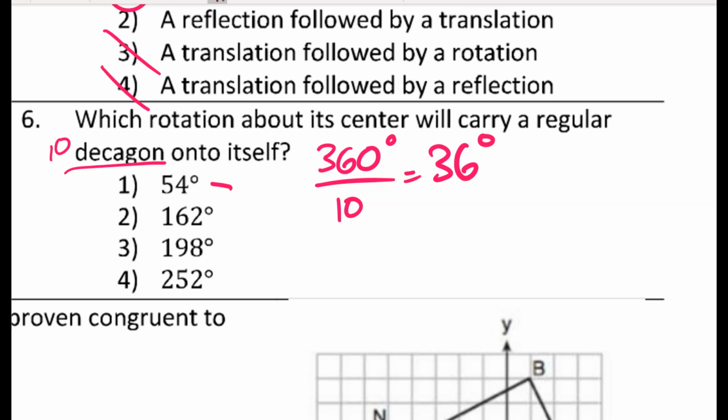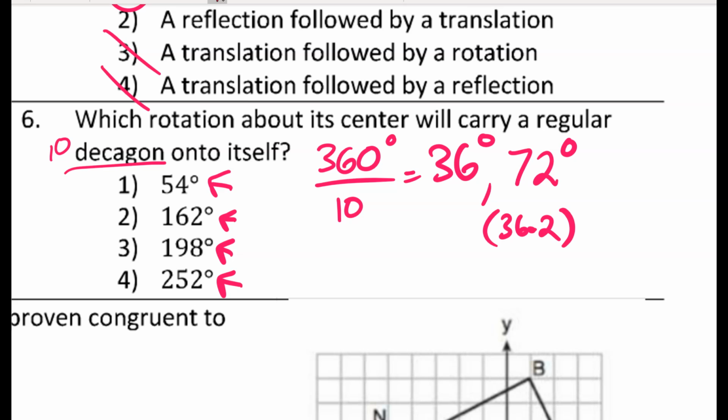So the idea is all of these are not multiples of 36 except for one of them. A 36-degree rotation would land on top of itself, but so would a 72-degree rotation. That's just 2 36-degree rotations. So what you could do here to quickly check is divide all of these by 36 and see which one gets you an integer, so that it's a multiple of 36.